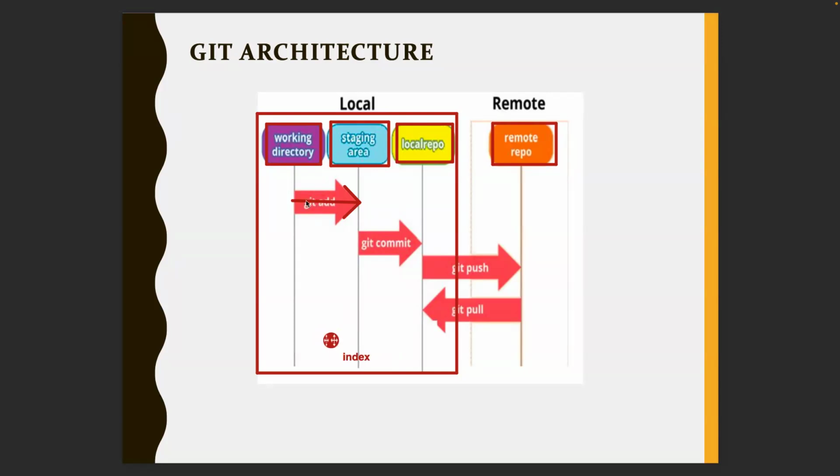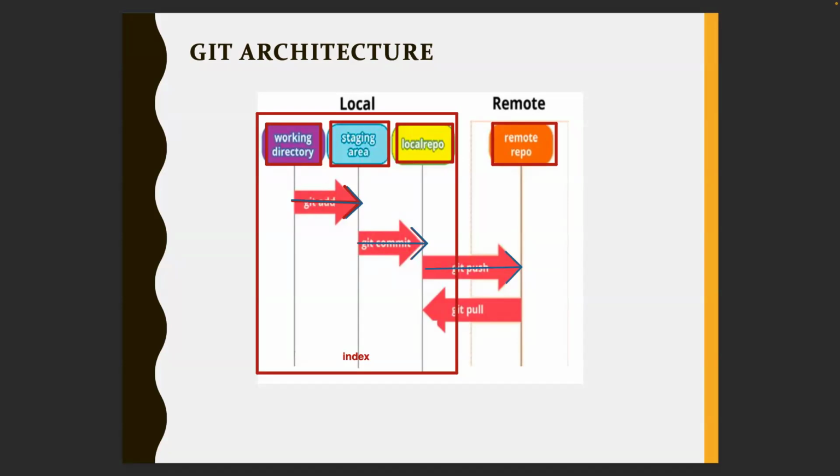So you move your changes to staging. From staging, you move your changes to the local repository. From the local repository, you move your changes to the remote repository. It's like three steps before your changes go to remote. This is called the Git tree or Git architecture.